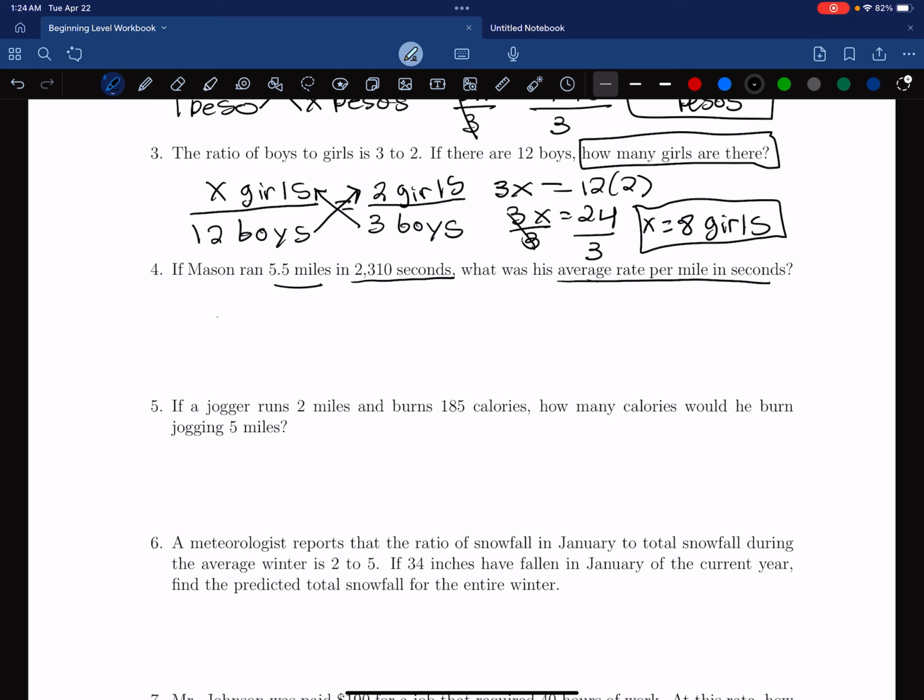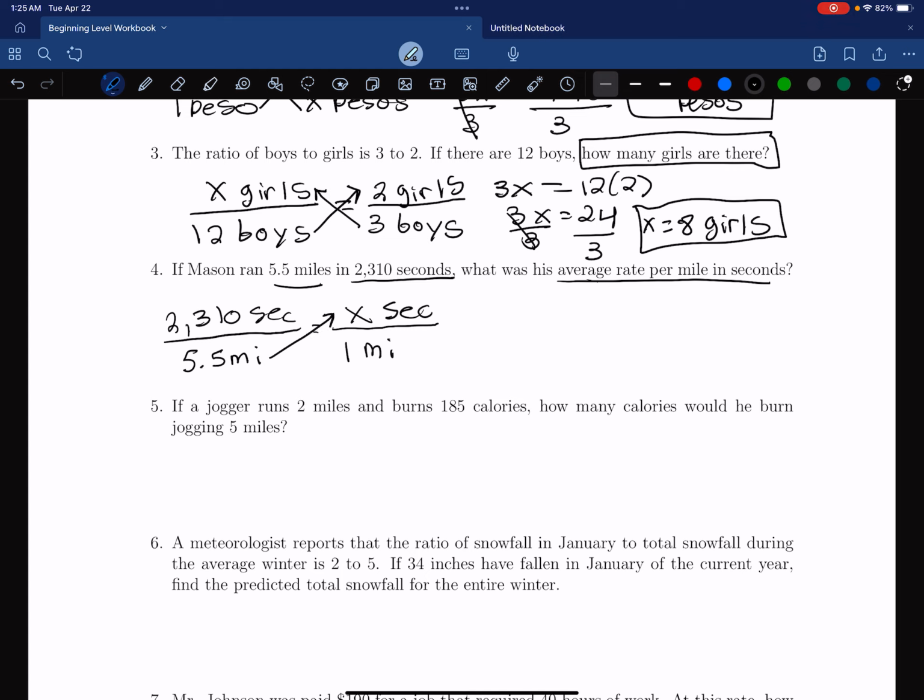So we can set up a ratio. We know that for every 5.5 miles, Mason runs for a total time of 2,310 seconds. We want to find out his average rate per mile, which means for every 1 mile. So we can put 1 mile in the denominator here and then solve for x amount of seconds.